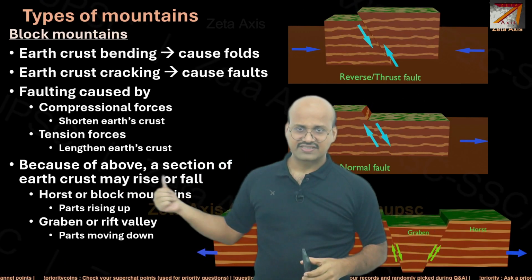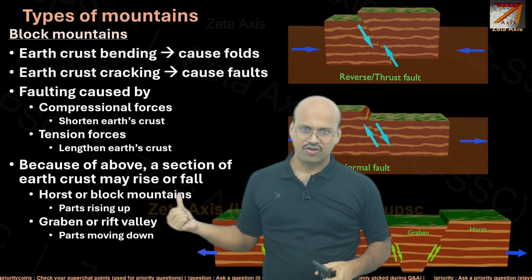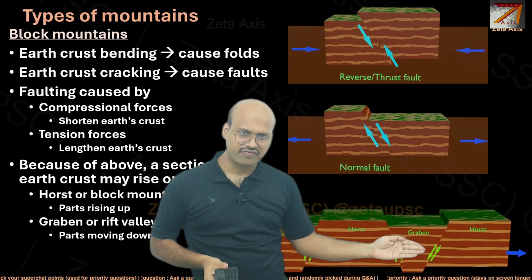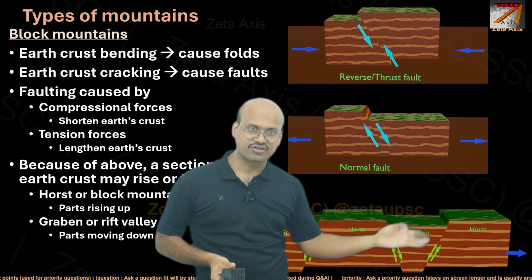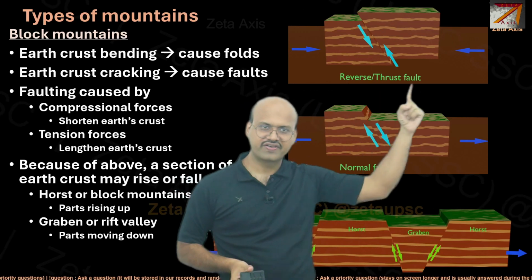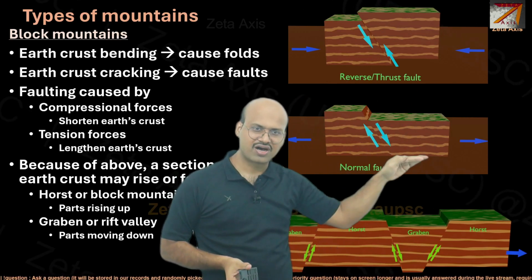Because of the above, a section of earth crust may rise or fall. So we can see here that a part of our earth can rise or fall. Here it is rising up. This is called a reverse or thrust fault. Here it is going down. It is called a normal fault.